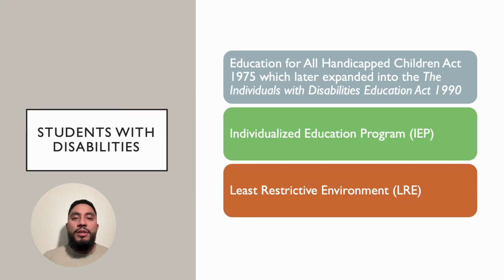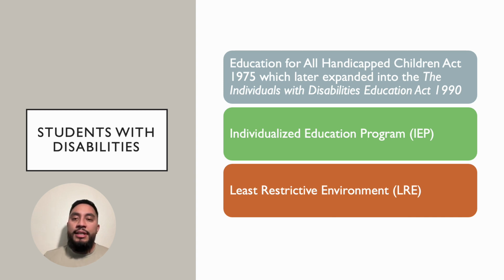Next, we're going to be covering students with disabilities. Students with disabilities have additional rights compared to mainstream students. For example, they have the Individuals with Disabilities Education Act, which means they have the right to a free and appropriate education. And then next, they have protections so that they cannot be discriminated against.